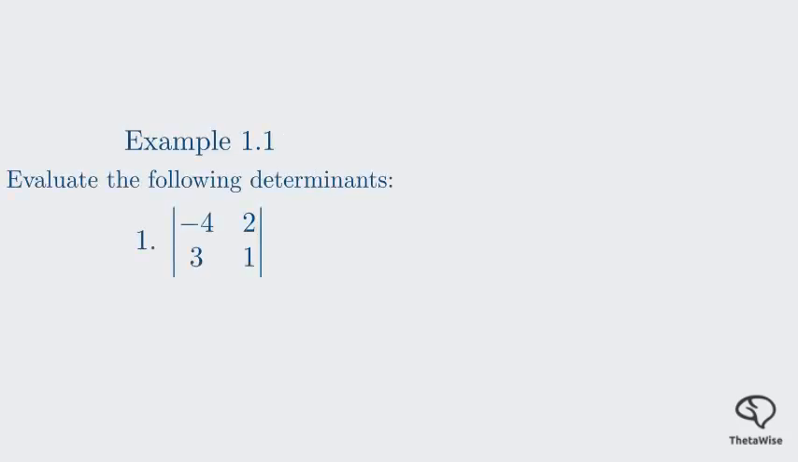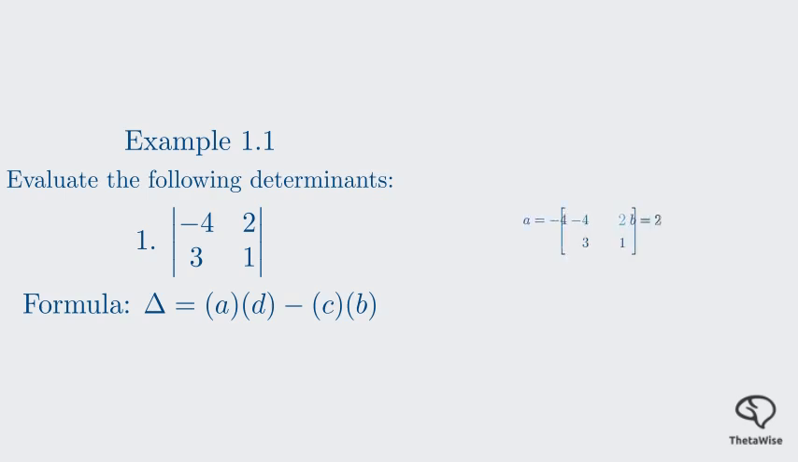Now, let's put this into practice with our first example. We need to evaluate a second-order determinant. Here's the problem. We need to evaluate the following determinant. We will use our formula, delta equals A times D minus C times B. First, we must identify our elements. In this determinant, A is -4, B is 2, C is 3, and D is 1. I'll highlight these in blue to make it clear.